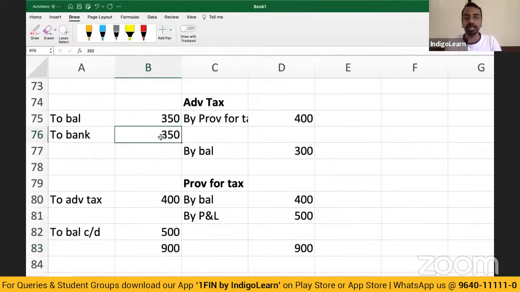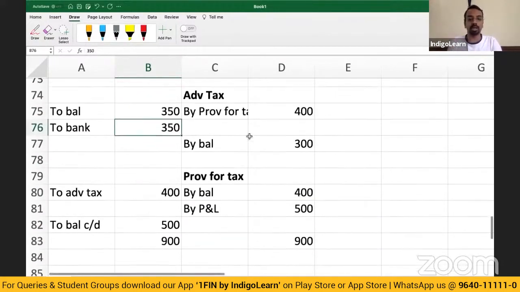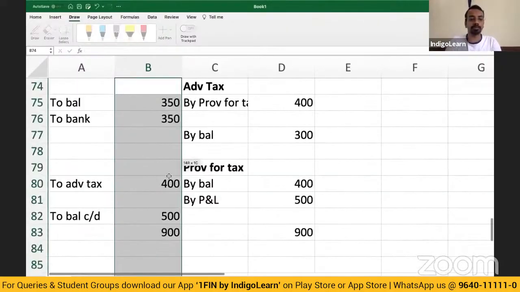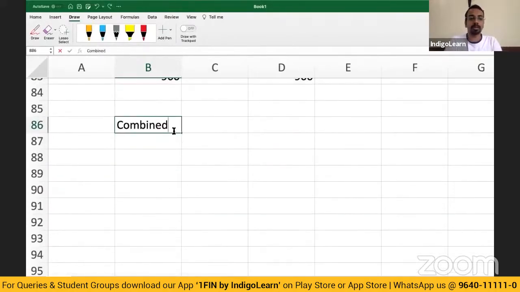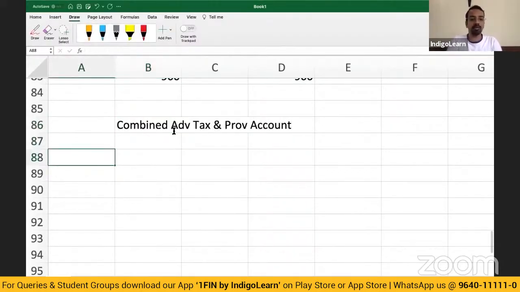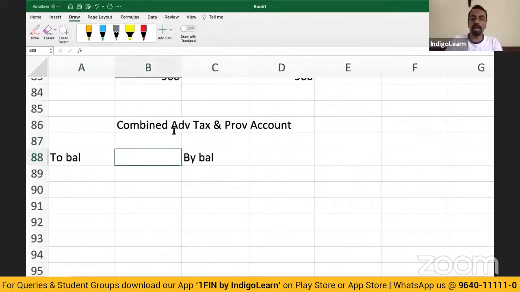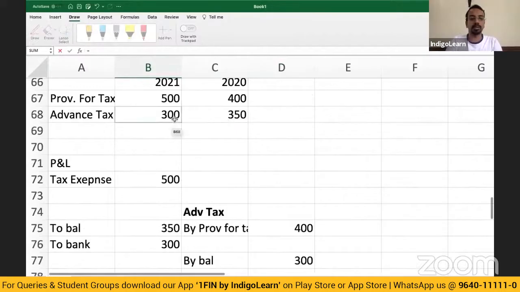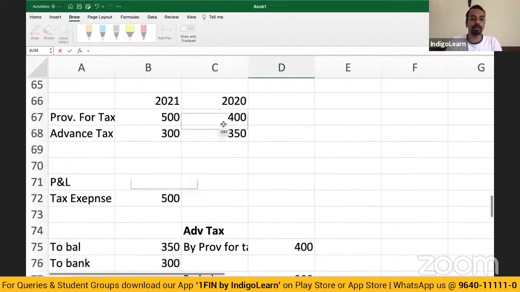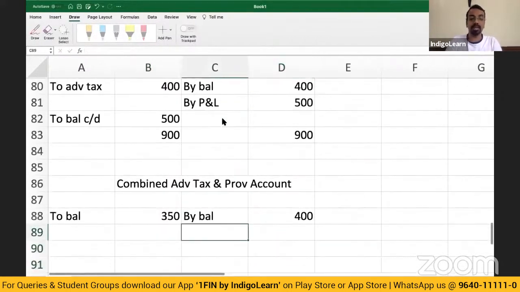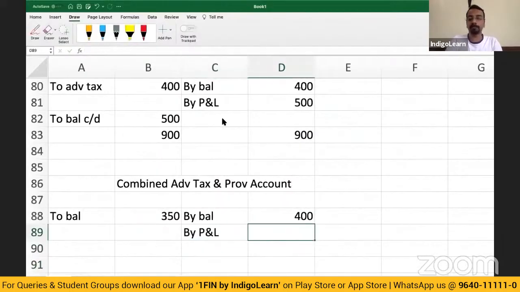Now, if you want to check this in the examination and if you are getting confused, what you can do is prepare a combined account. Combined advance tax and provision account. In that, you have balance brought down and balance carried down. What is balance brought down? Advance tax balance, 350. What is balance brought down on the credit side? Provision, which is 400. Then current year expense by P&L, 500.